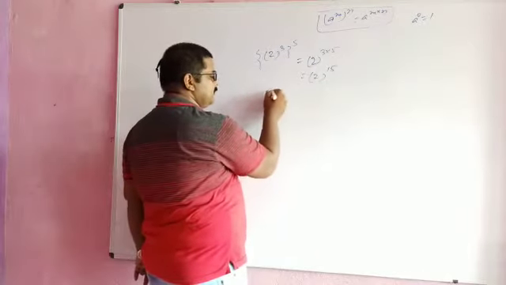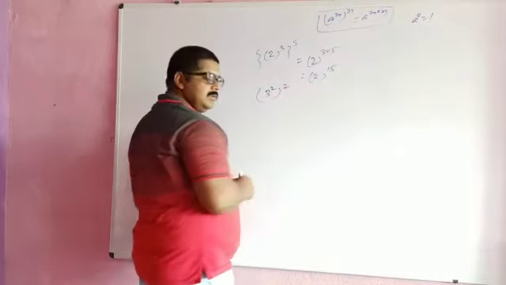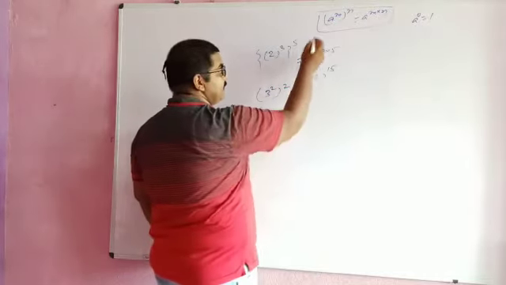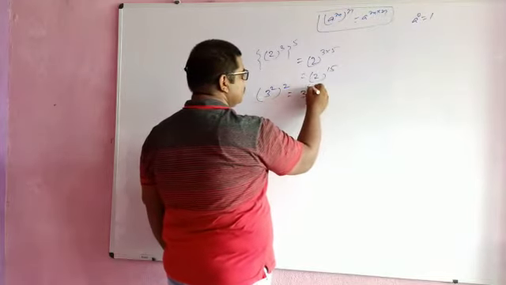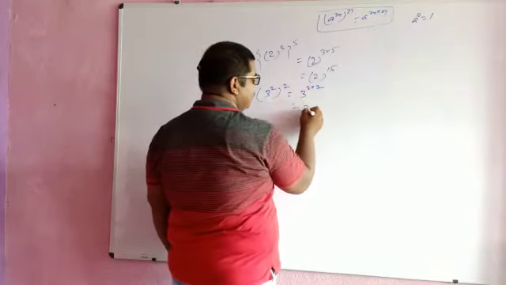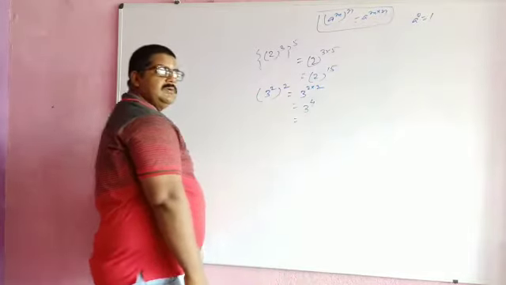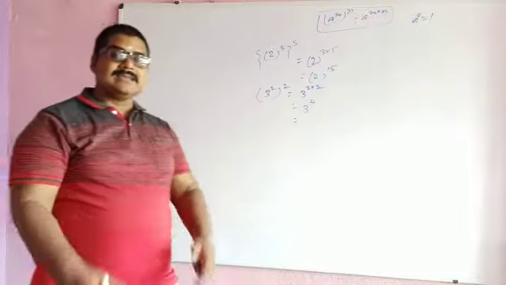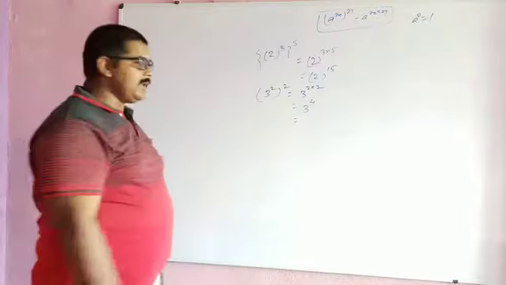Any other question? 3 square to the power, suppose, 2. By using this formula, it can be written as 3 to the power 2 into 2, that is 3 to the power 4, and if you need to find the value, you can easily find it by using the definition of exponents.